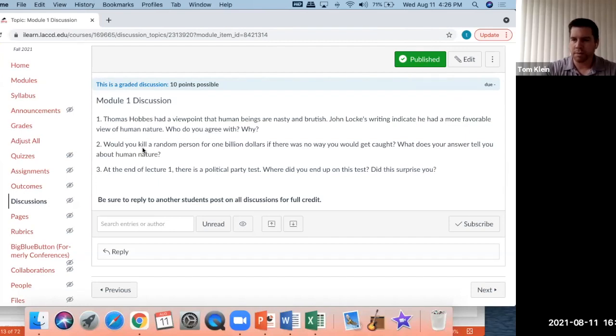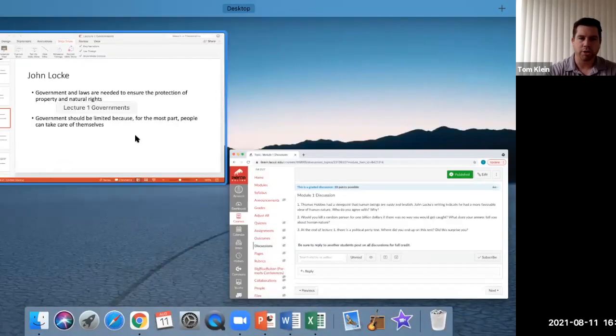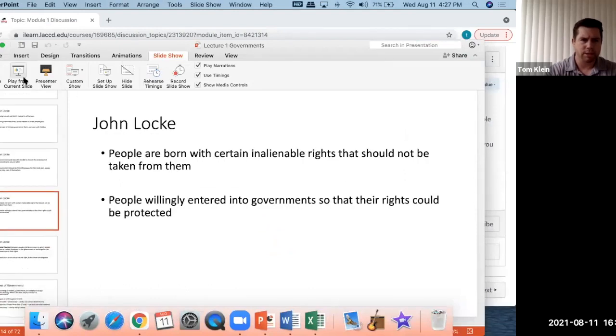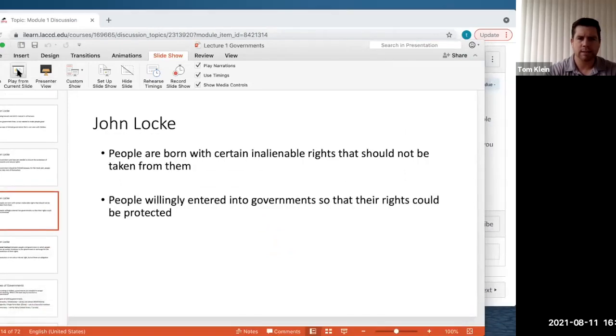Maybe you think, no, I'm a person, I have whatever my concept of morality is, which is a whole different discussion, and I would not kill for money. So I think there's a lot to be said there. And try to think about it. Who do you agree with, Thomas Hobbes or John Locke, on whether people are generally good or bad? Okay, so let's keep going here, back to the slides.